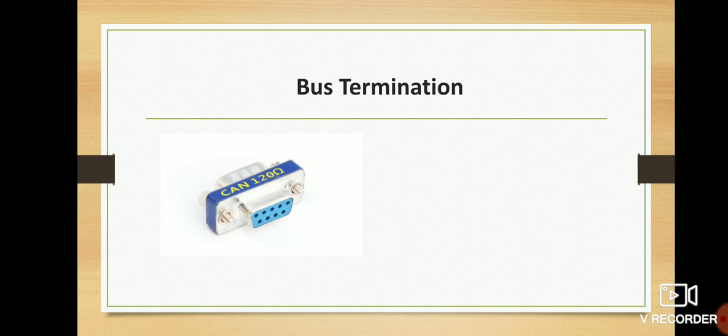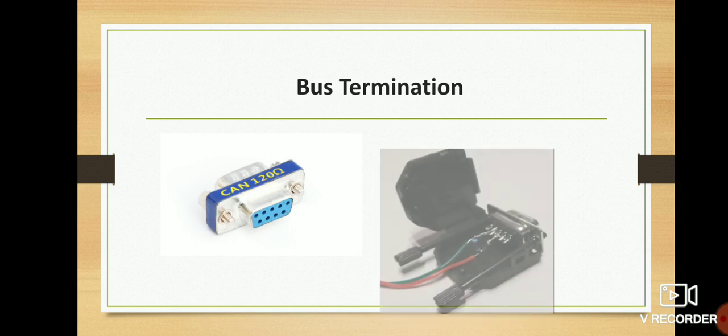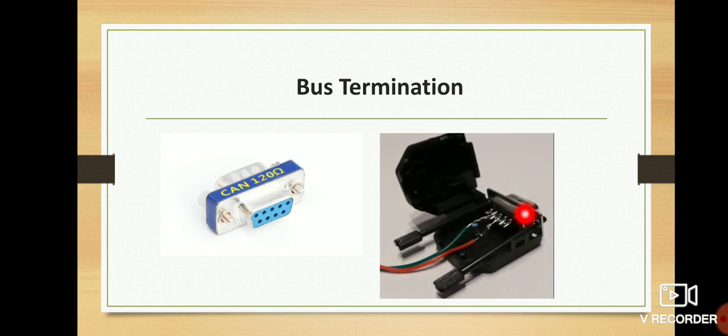In most cases, if you think about the 120 ohm resistance, in some cases the 120 ohm resistance will be given directly like this, and somewhere it will be a packed one. It depends, but even if you open the packed one, you can see the 120 ohm resistance like this. It is the resistance between the CAN high and low terminals.